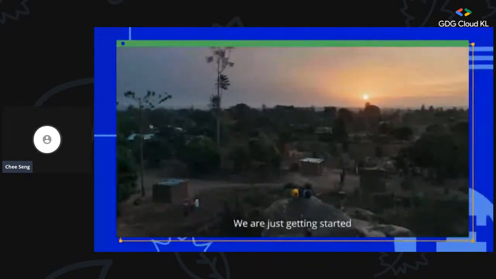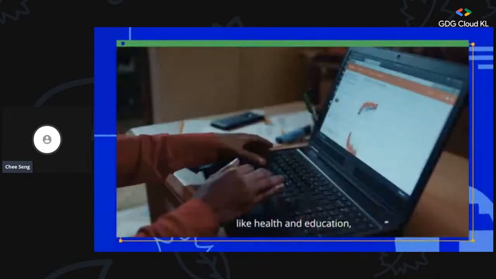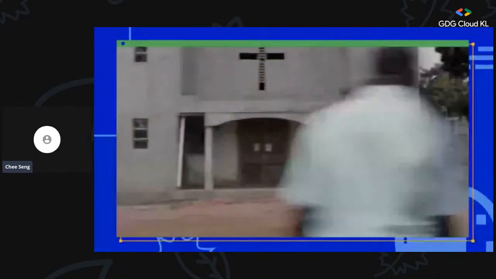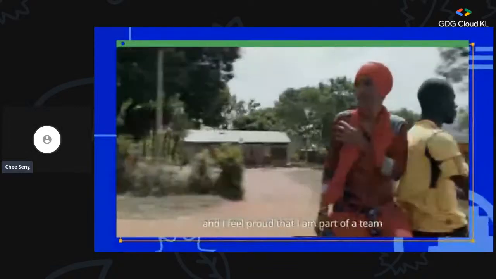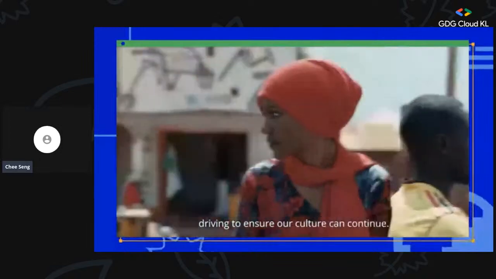We are just getting started, and there are so many other sectors like health and education that machine learning could really improve. Farming is a crucial aspect of life in Uganda, and I feel proud I'm part of a team driving to ensure our culture can continue.